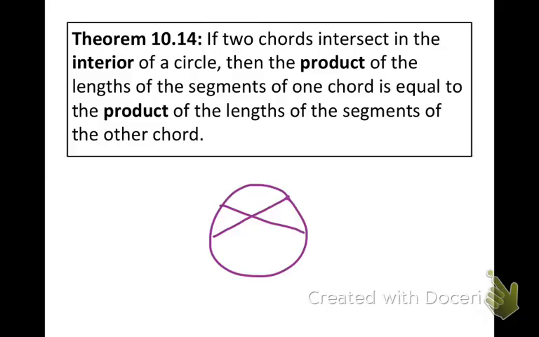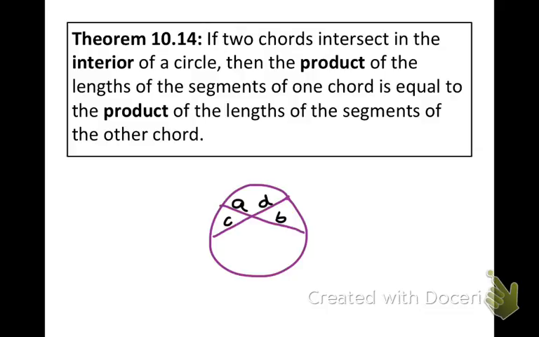So I'm going to label this section of this chord. Notice how each chord is split. I'm not going to say half because it's not necessarily in half, but it's split into 2. So I'm going to label this section A, and this section B. On the other chord, I'm going to label this section C and this section D.